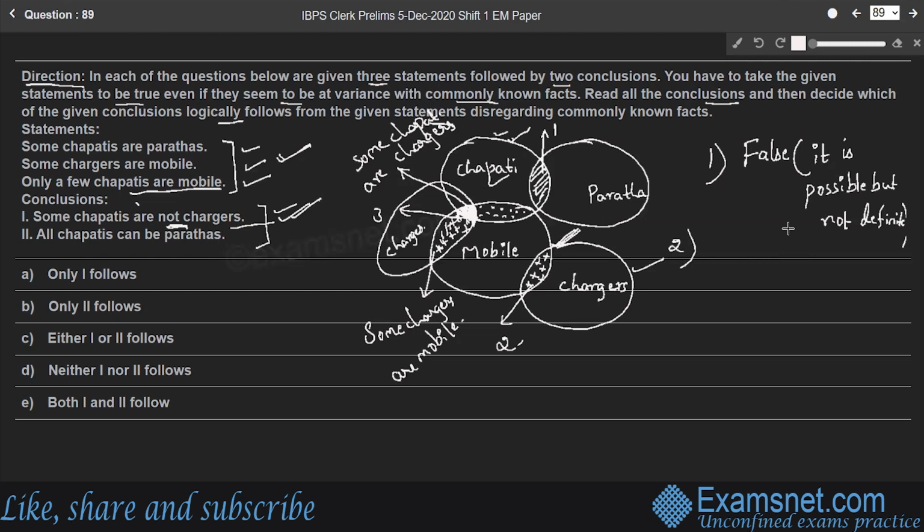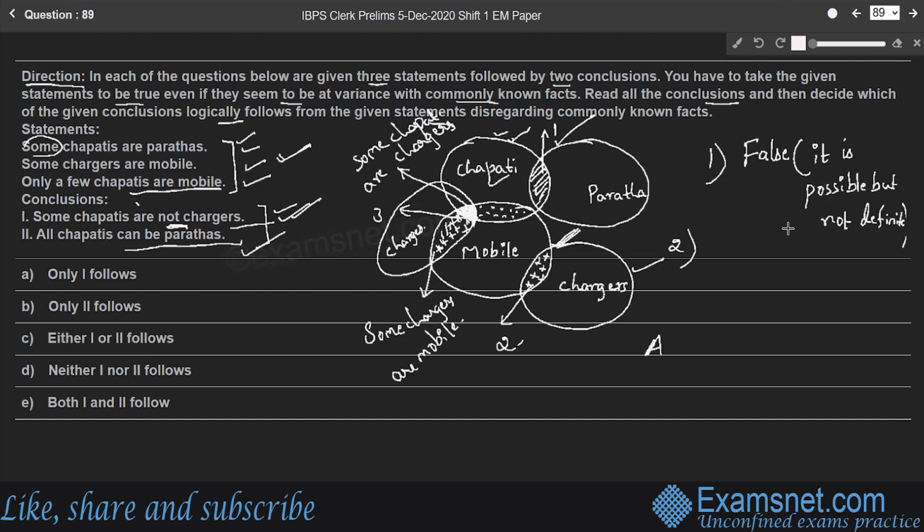Second conclusion, all chapatis can be parathas. So here, according to the first statement, some chapatis are parathas. So since the word some is given as the relation, in case of possibility, it will follow, right? If the statement is given as all chapatis, that means some chapatis are not parathas or some chapatis cannot be parathas. So if it is given directly or definitely, we cannot conclude all chapatis can be parathas.